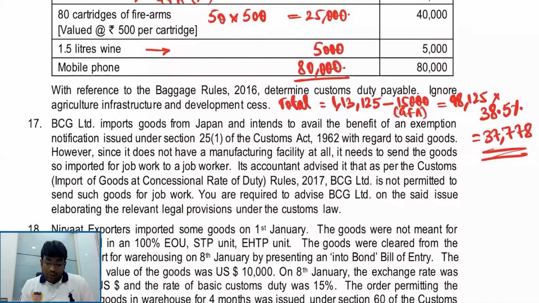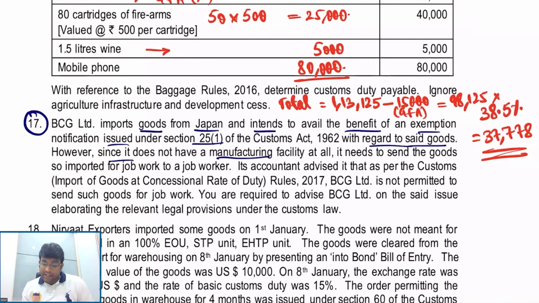Now, my dear friends, let's look at the last two interesting questions. Question number 17, my dear friends. See now, BCG Limited, what they have done, they import goods from Japan and intend to avail the benefit of exemption notification issued under 25(1). Wonderful. With regards to goods, however, since it does not have a manufacturing facility at all, it needs to send the goods so imported for job work to a job worker.